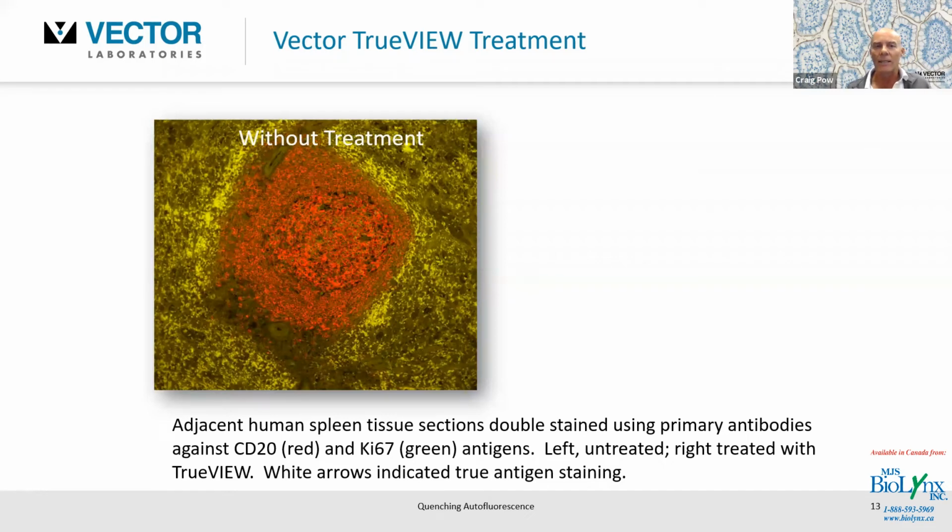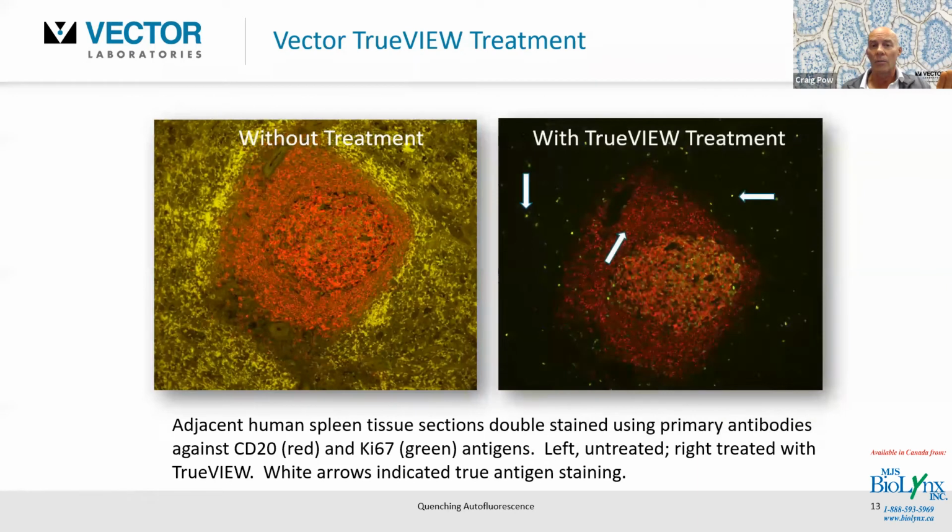So what does this particular section look like when, as a double label, treated with TrueView? And these white arrows here certainly show you these green dots, the starry sky, one of our colleagues mentioned, is actually true staining for Ki67. And the other arrow here showing you this red staining for CD20. So if you look at these, compare them, obviously it would not be practical to identify Ki67 in this untreated tissue.